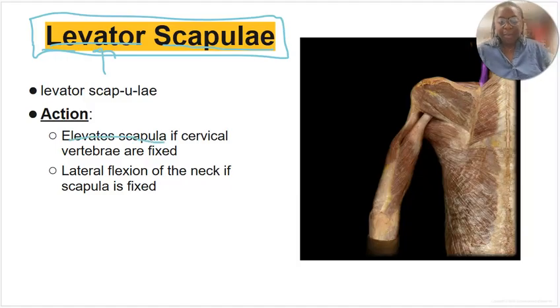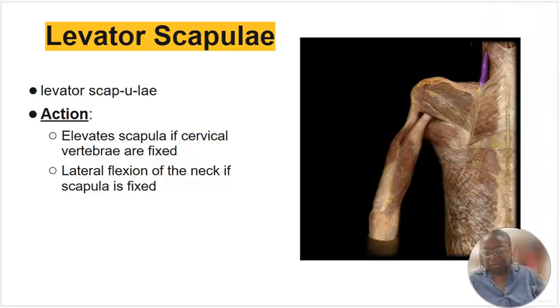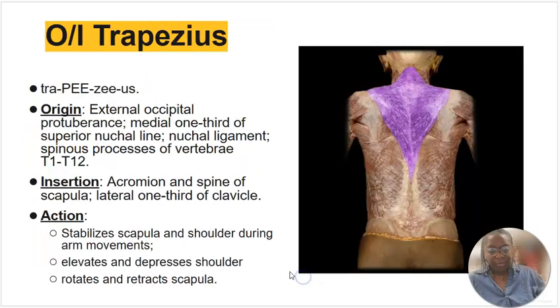And so we see here, boom, here's the action. It's going to elevate the scapula if the cervical vertebrae are fixed. And then if the scapula is fixed and in place, it's going to help with lateral flexion of the neck, right? So any kind of movement along the sides. Oh, let me move out of the way so that you guys can see the muscle. And here it is. My apologies. So it's a muscle tucked in right near that rhomboids group. All right, let's keep moving.